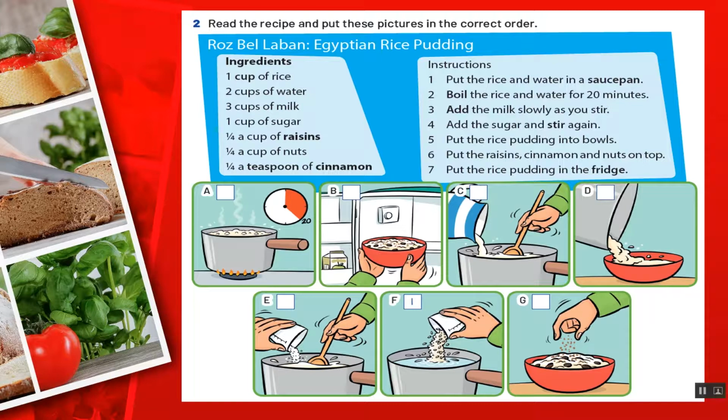Instructions: put the rice and water in a saucepan. Boil the rice and water for 20 minutes. Add the milk slowly as you stir. Add the sugar and stir again. Put the rice pudding into bowls. Put the raisins, cinnamon, and nuts on top. And finally, put the rice pudding in the fridge.